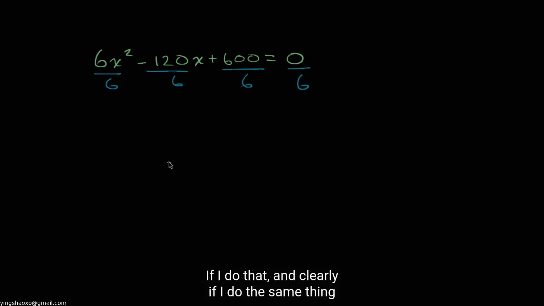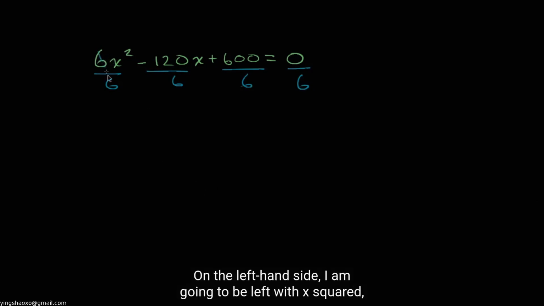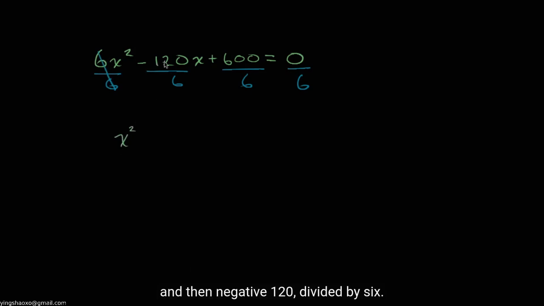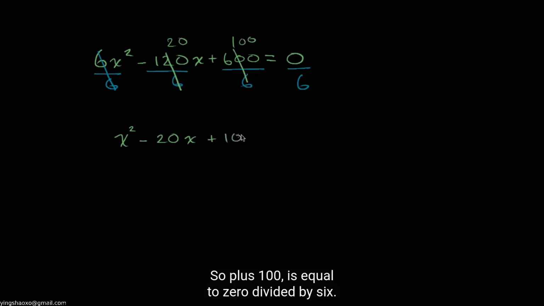So if I do that, and clearly if I do the same thing to both sides of the equation, then the equality still holds. On the left-hand side, I am going to be left with x squared, and then negative 120 divided by 6. That is, let's see, 120 divided by 6 is 20. So that's minus 20x. And then 600 divided by 6 is 100. So plus 100 is equal to 0 divided by 6, which is equal to 0.